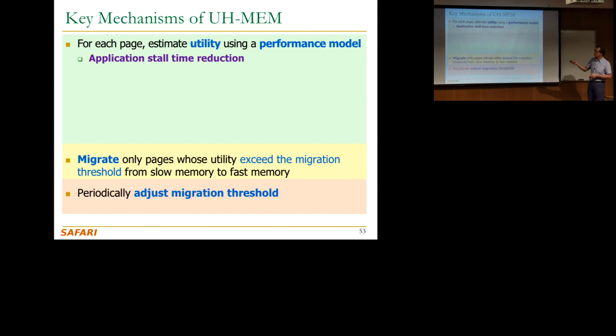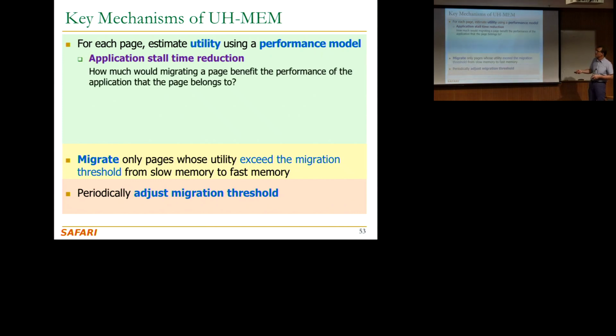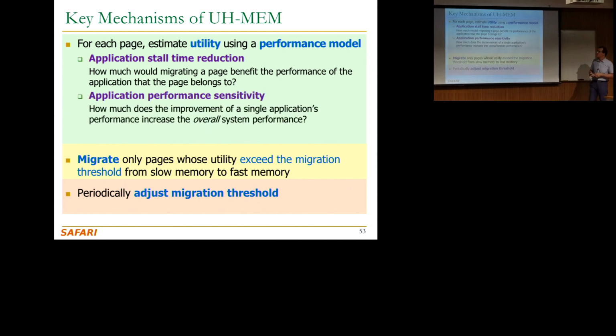So what are the things that we take into account? The application stall time reduction. How much would migrating a page benefit the performance of the application that the page belongs to? That takes into account row buffer locality and memory level parallelism. And also application performance sensitivity. How much does the improvement of a single application's performance increase the overall system performance? So if you may be running multiple applications, how do you decide which application's page to migrate? I think that's a harder decision to make also.